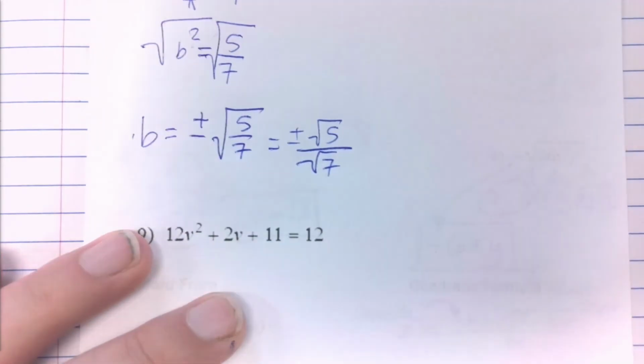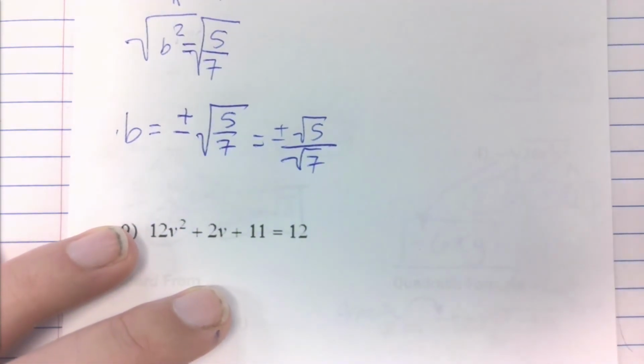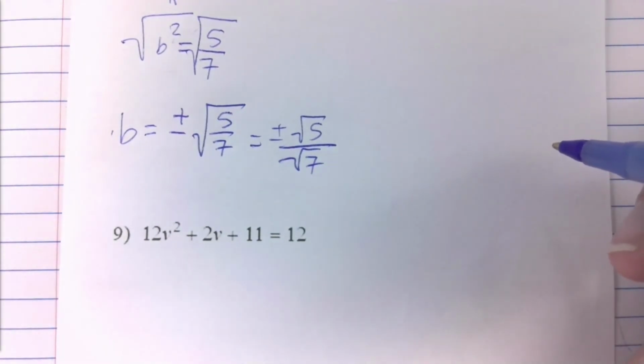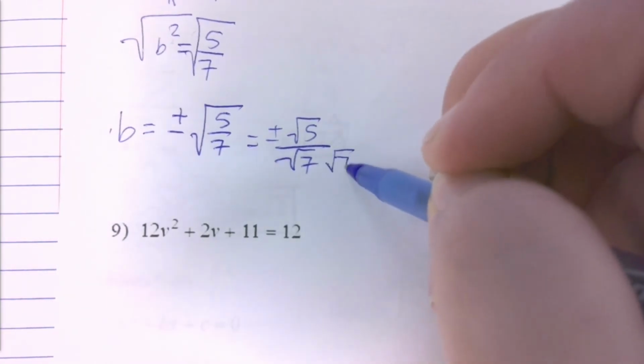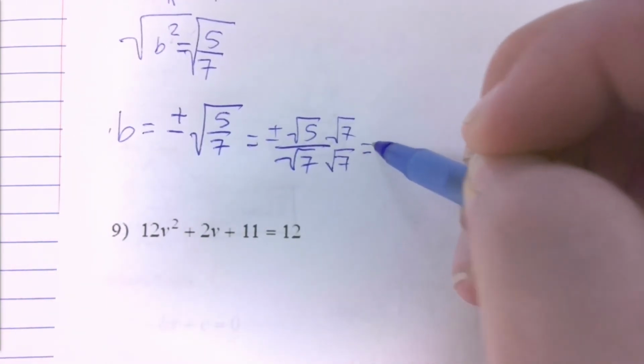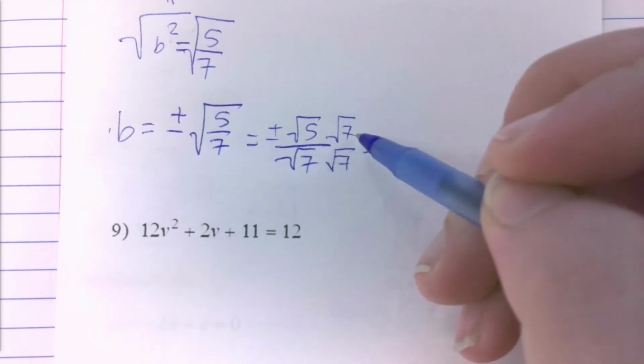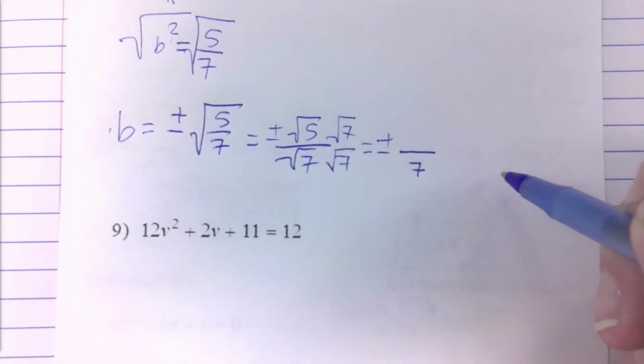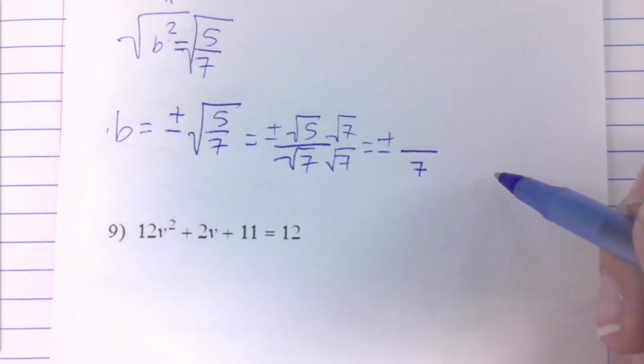Am I allowed to have a square root in the bottom? How do I get rid of it? You multiply top and bottom by the square root of 7. It's called rationalizing the denominator. What's 5 times 7?